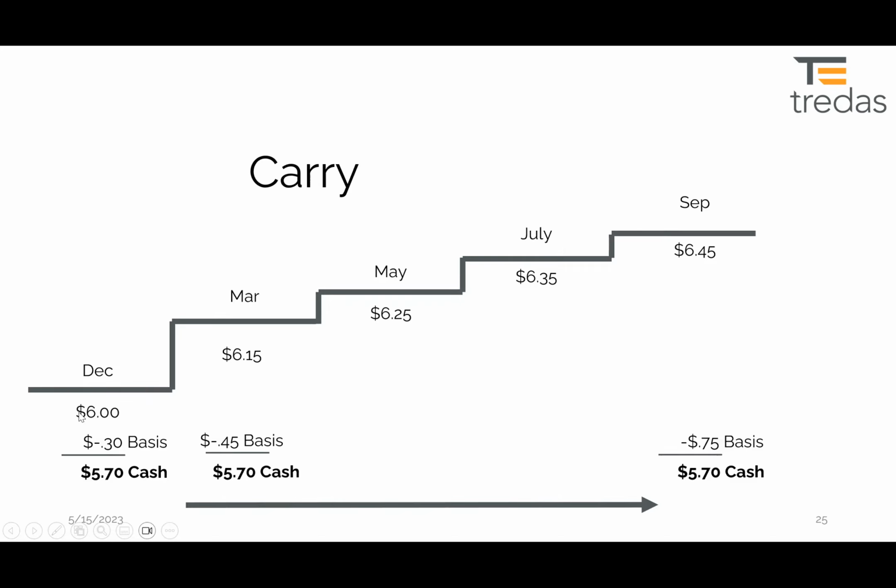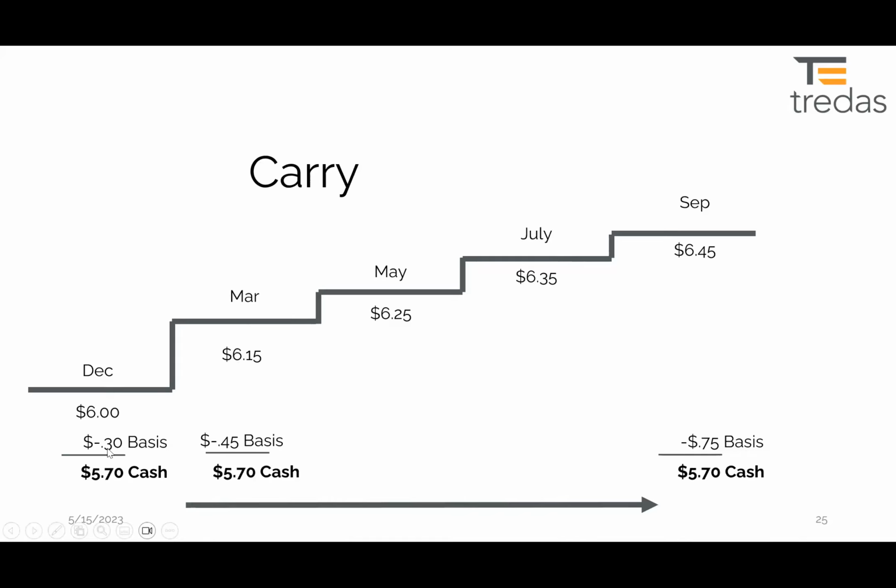So as an example, if we have a $6 December futures level, and you look up the March futures and they're at 615, and the May 625, the July 635. We have 15 cents carry from December to March. We have 25 cents carry December to May. We have 35 cents carry December to July. And so what that means is that the market's willing to pay you more. The futures market is telling you that they're willing to pay you more to hold that grain into the future.